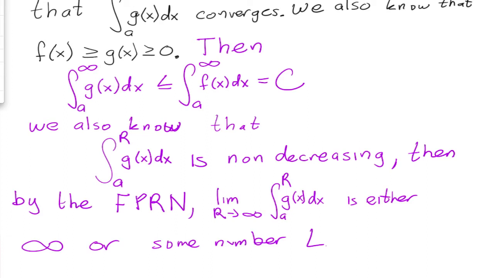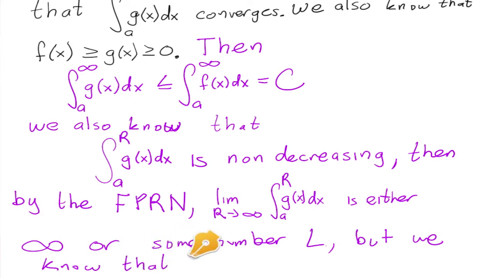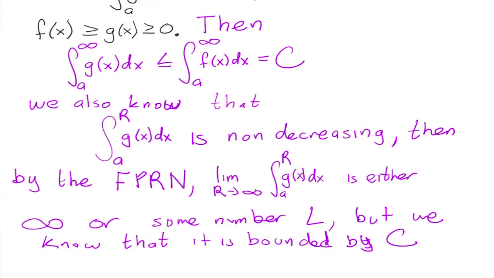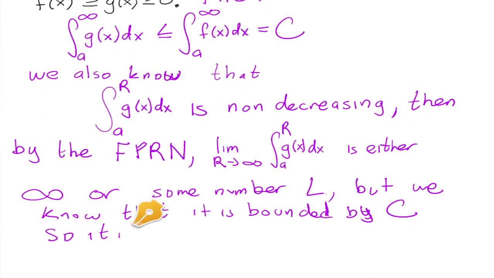Okay. But then what? Which one is it? We know it can't go to infinity because it's bounded by f. There you go. See, that wasn't that bad. So, by the fundamental property of real numbers, the limit is either infinity or some number L. But we know that it is bounded by C. So it must what? It must converge. And that's it. Good stuff, huh?